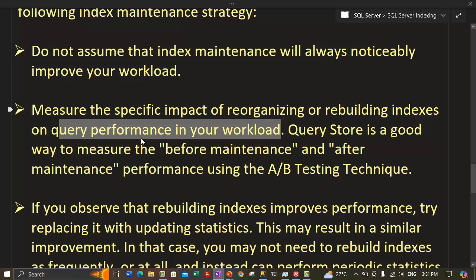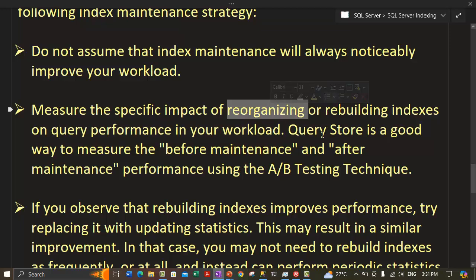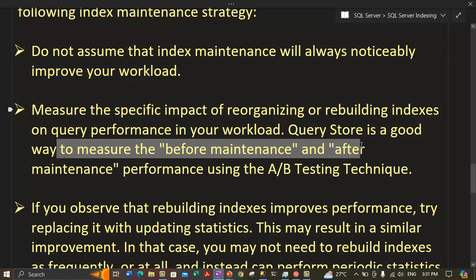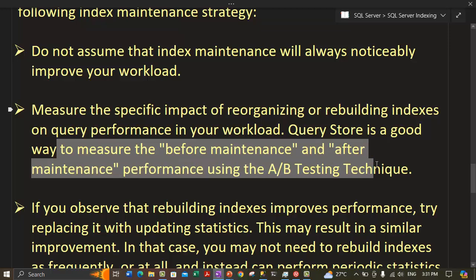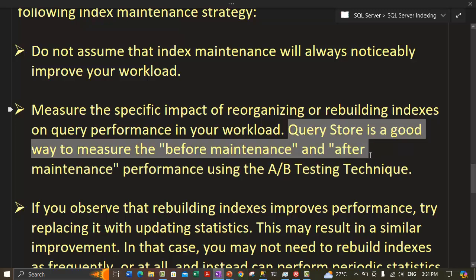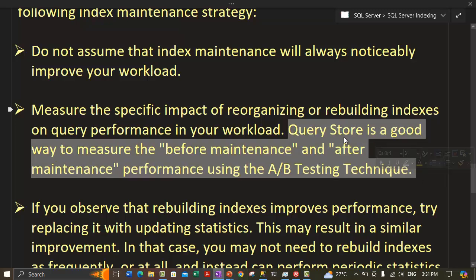As we discussed earlier, the reorganize and rebuild operations are resource intensive. So you should consider not running them during your peak workload times, because running the rebuild or reorganize operation may affect the performance of the queries that users are running against your database. And Query Store is a good way to measure the before maintenance and after maintenance performance using the A/B testing technique. We will discuss Query Store later. This is one of the best ways.